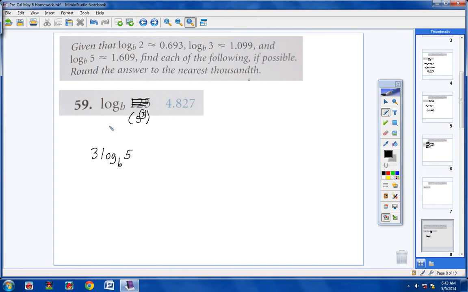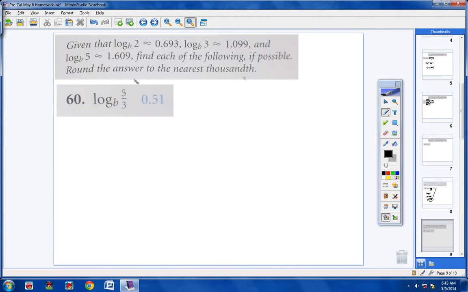And we know the logarithm of 5. The logarithm of 5 is 1.609. Now, if you multiply 3 times 1.609, you will get 4.827, which does match our answer up here, number 60.